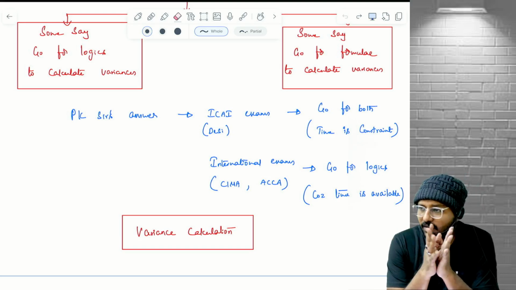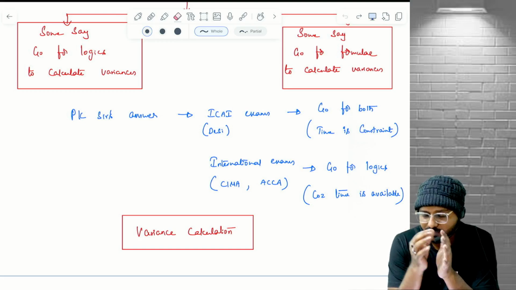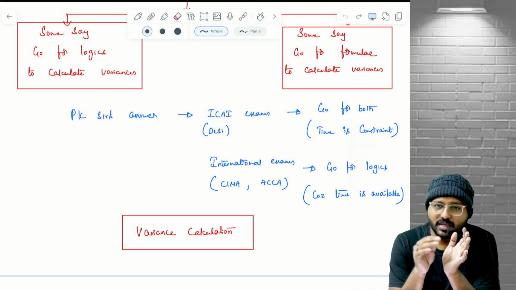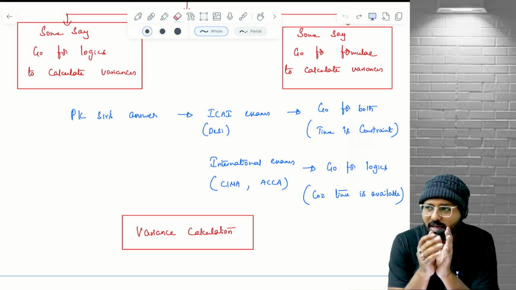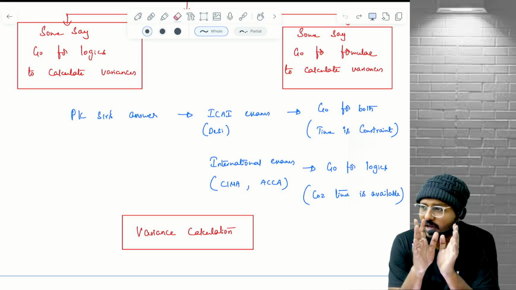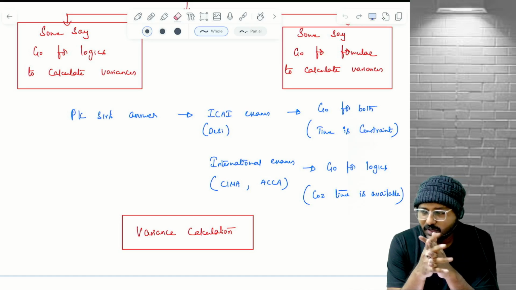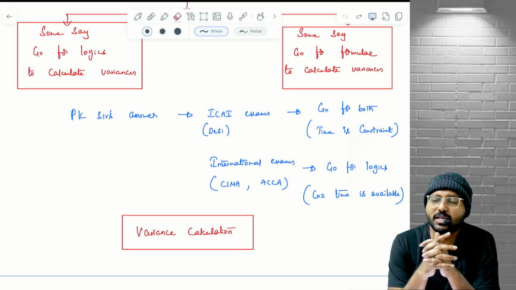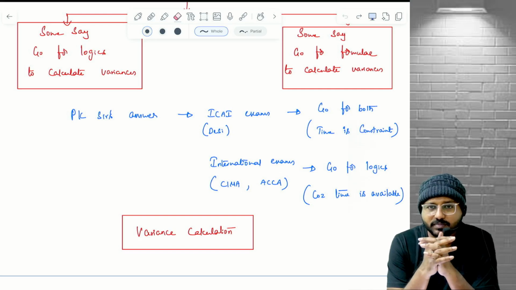Okay. Now let's go with the formula. Cost variance, what is the formula? 1 minus 2. Then price variance, 3 minus 2. Then what is the next one? Usage variance, 1 minus 3. Mix variance, 4 minus 3. And the last one, 1 minus 4. Okay, what is 1? SQ into SP. What is 2? AQ into AP. What is 3? AQ into SP. What is the last one? RAQ into SP. Done.